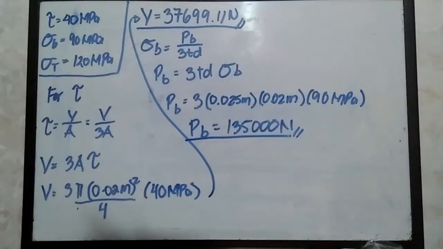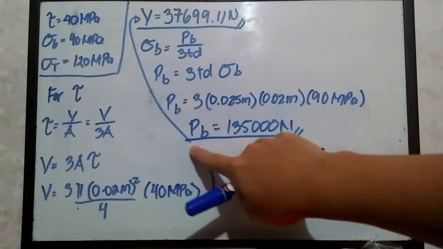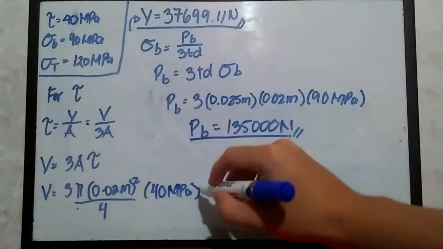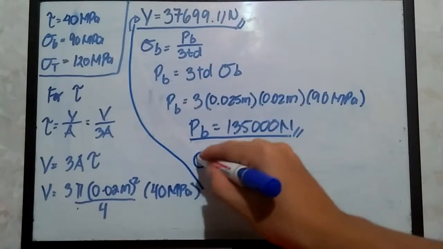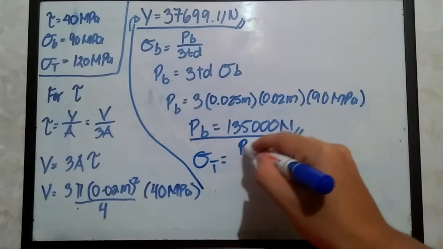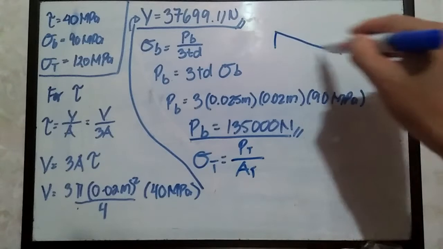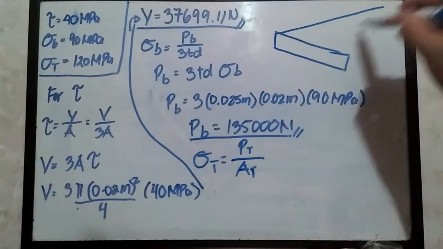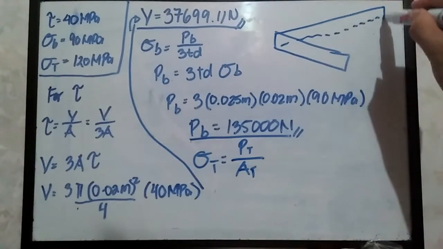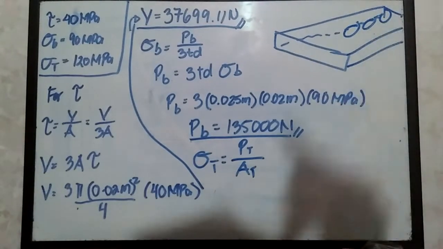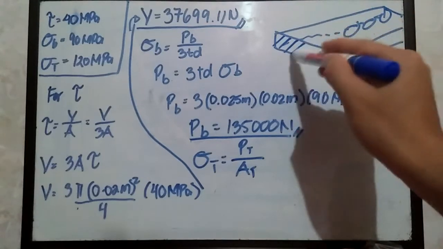And last but not least, we just need to solve for the tensile stress. So by doing that, we just need to remove this one. Okay, for that we have some excess space to solve. So sigma sub t is equal to P sub t divided by A sub t. And don't forget again, this is the isometric view of the metal plate. We have the rivets here. We have three rivets. And the area of influence should be this one.